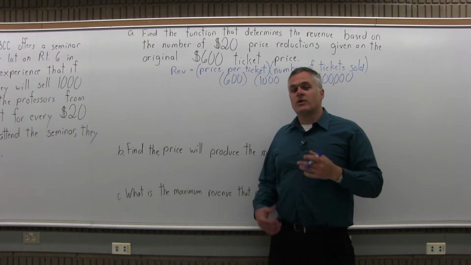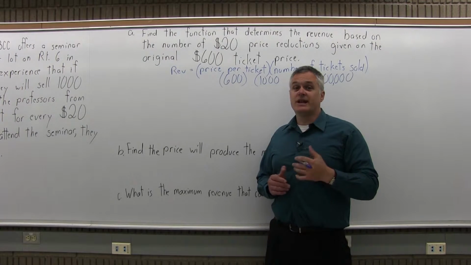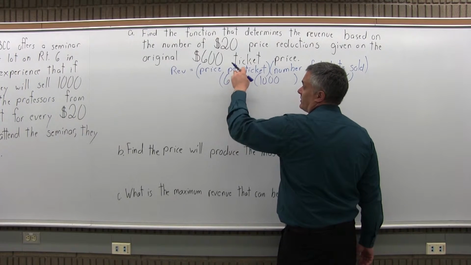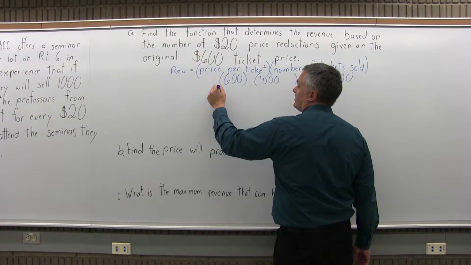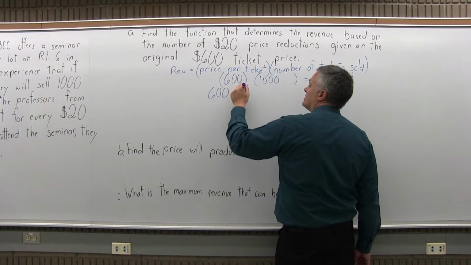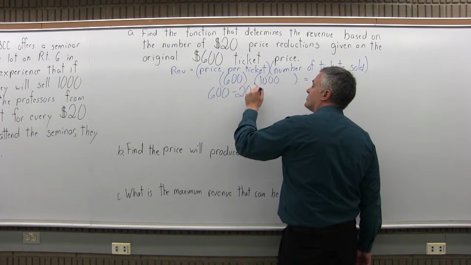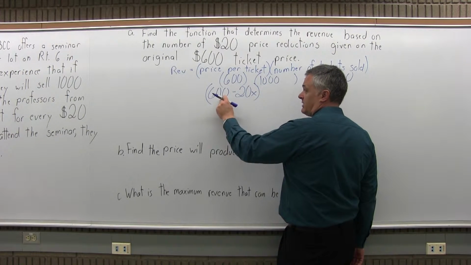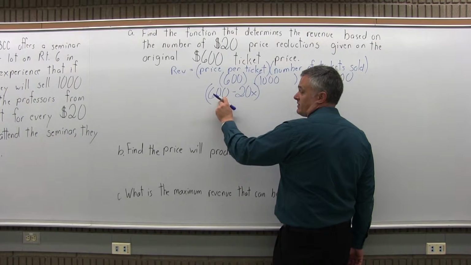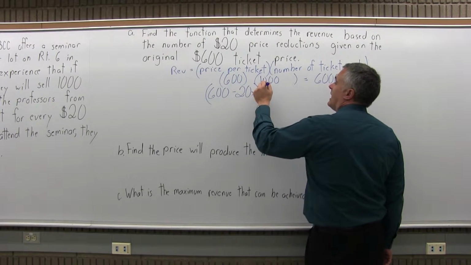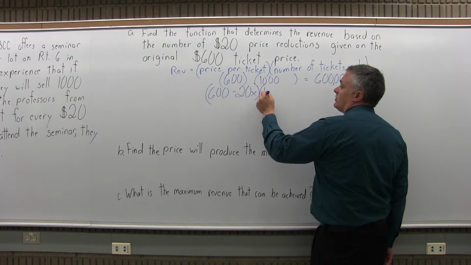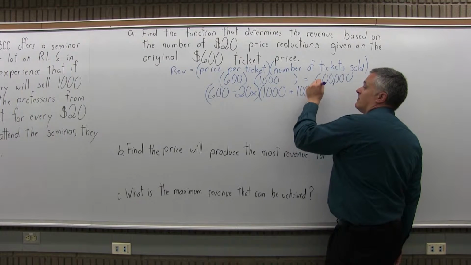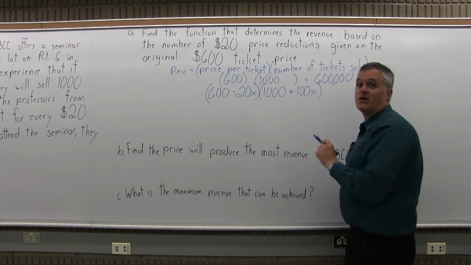Now, based on the idea that for every $20 price reduction they give, they'll sell an extra 100 tickets, what would the revenue function be? So instead of 600 for the price per ticket, it will be 600 minus 20 times x, where x is the number of $20 price reductions. So one price reduction, $580. Two price reductions, $560, etc. And now that number of tickets sold, which started at 1,000 tickets, would be 1,000 plus 100x. For every reduction of $20, they're going to sell 100 more tickets.